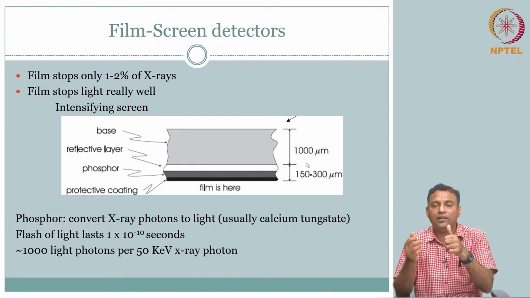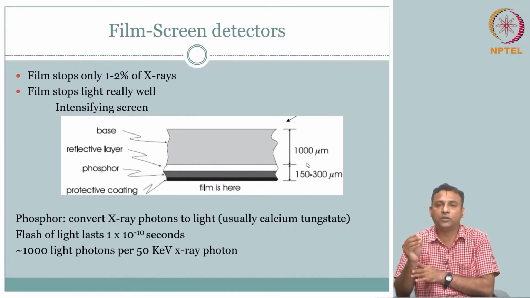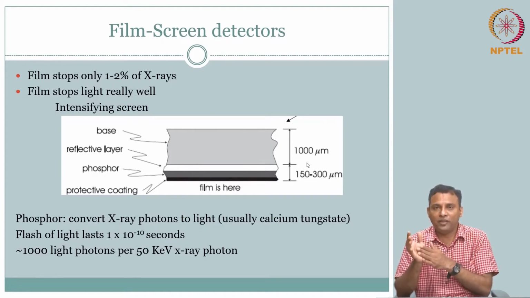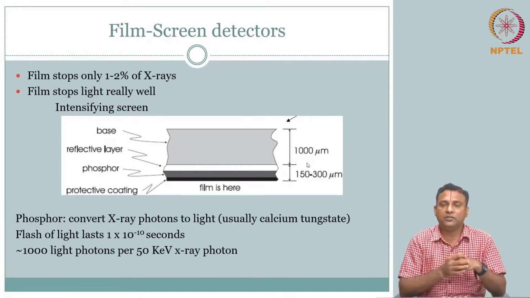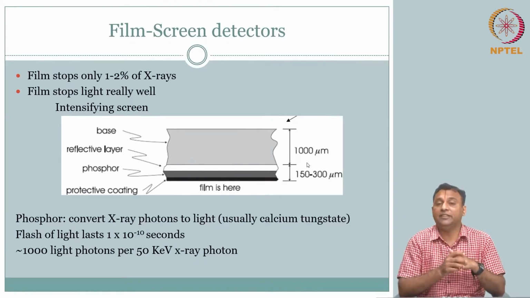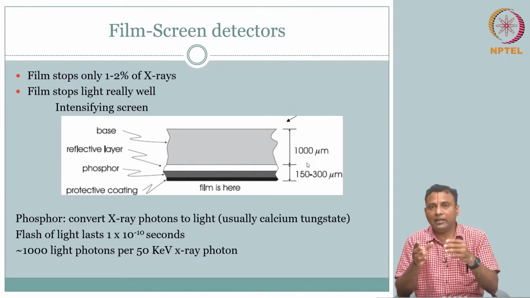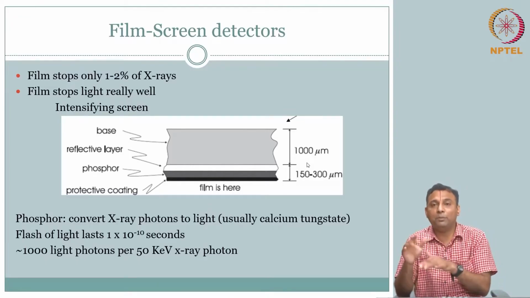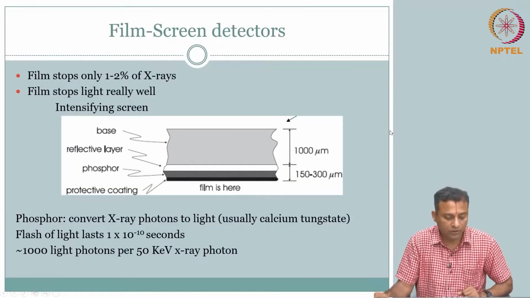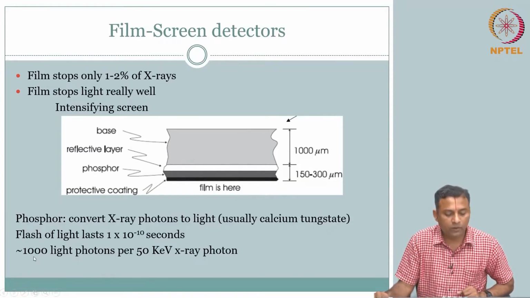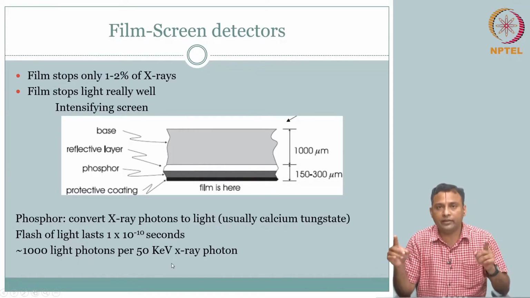So, the more light photons, the less time to expose the full film. To spoil this film, you need only less time. So, speed of screen actually refers to the conversion efficiency of this material in converting X-ray energy to a number of light photons, as many light photons as it can produce. Here typically you get about 1000 light photons per 50 kilo electron volt.